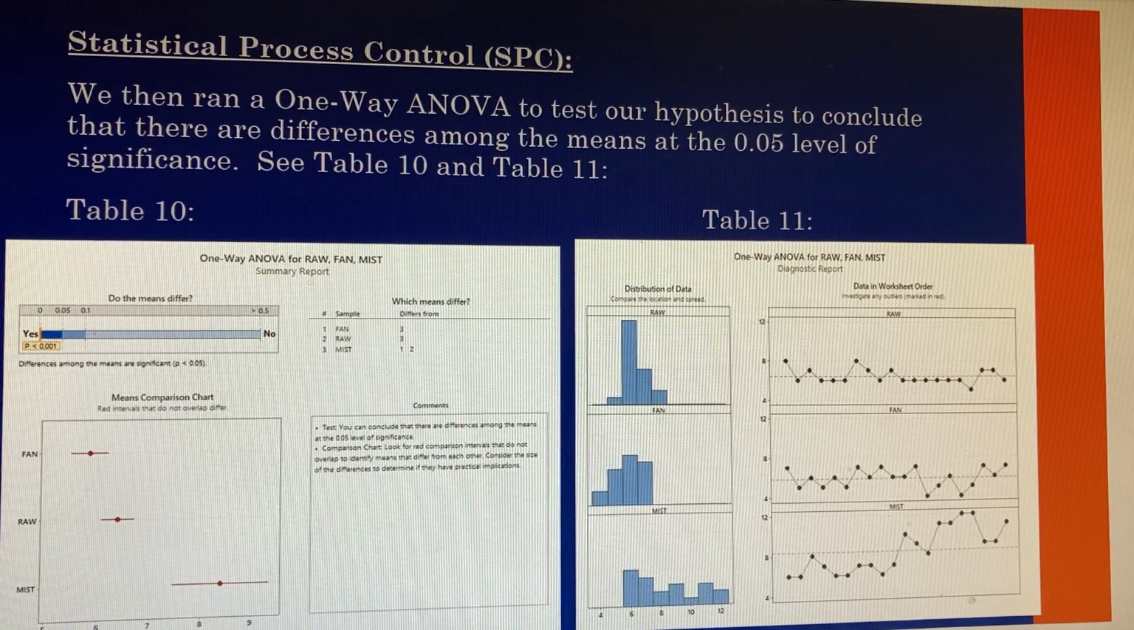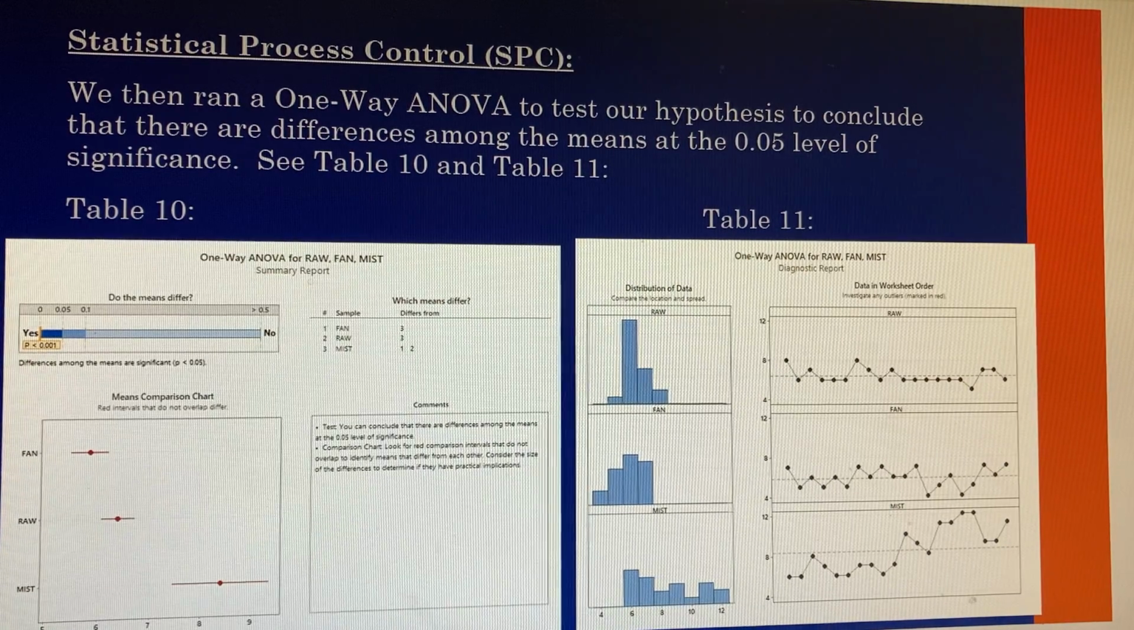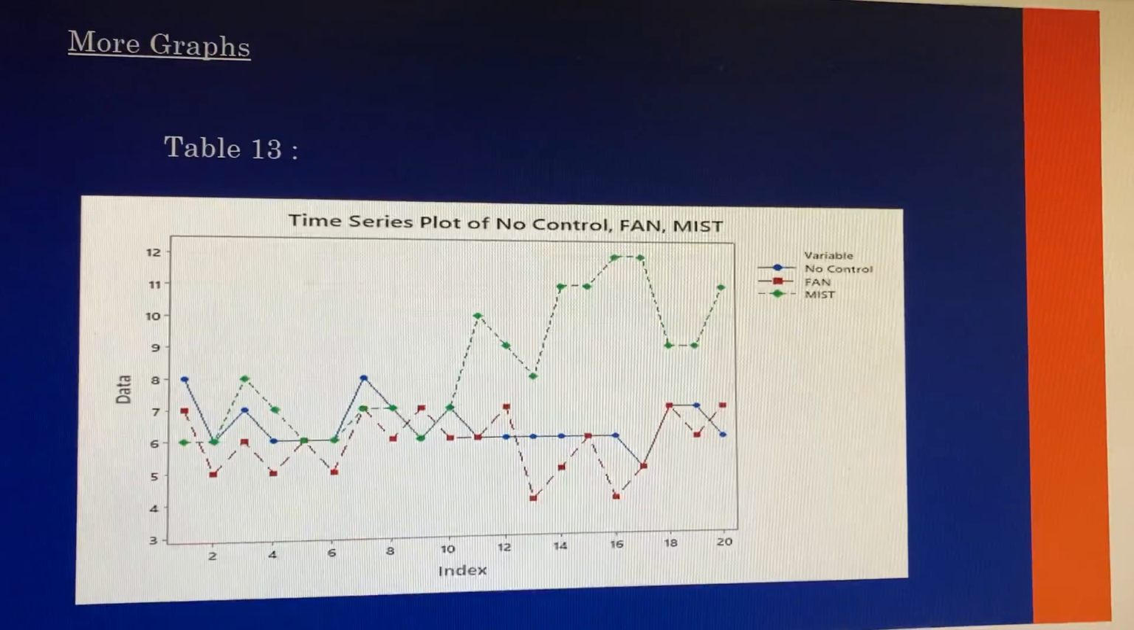So we can see that it concludes that the means were significant. Using the ANOVA, we can see the different samples and what they differ most from. And then we can look over at our diagnostic report and see how our egg production was distributed. So we see a little more consistency as we put in the misting system.